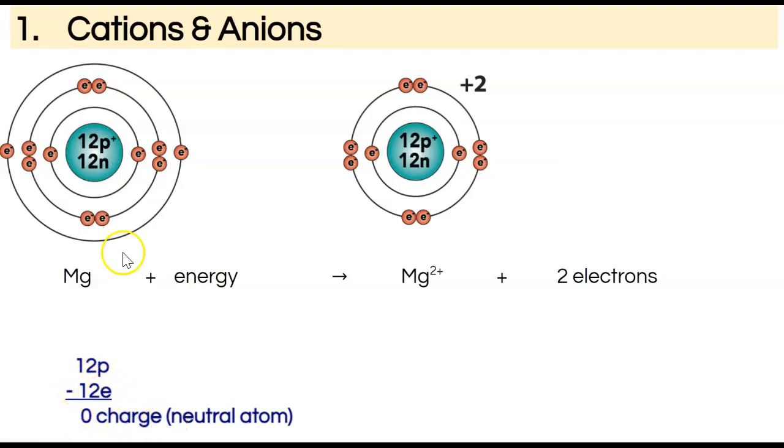Okay, so looking at the overall charges, we have 12 positive protons and 12 negative electrons initially, which is what makes this magnesium atom neutrally charged. But when we take those 2 electrons away, we end up with 2 fewer electrons, or negative charges, which gives this atom now a positive 2 charge and makes it a cation.